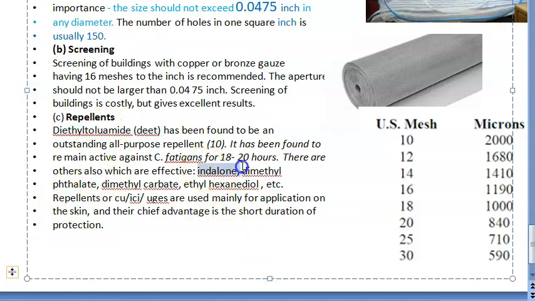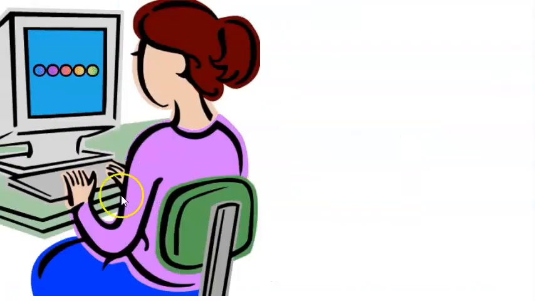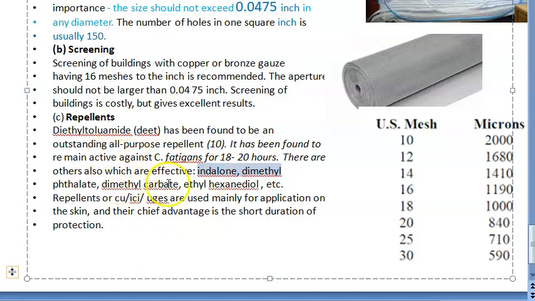Others are there like indalone, dimethyl phthalate. Wow, guys, don't curse me for saying these names so badly. But what did we say? DEET, at least you will remember, right? Good. Very good. DEET you remember, diethyl toluene. Then dimethyl carbate, ethyl hexanediol. Very difficult to remember. This is against mosquitoes. Just remember it's a repellent.